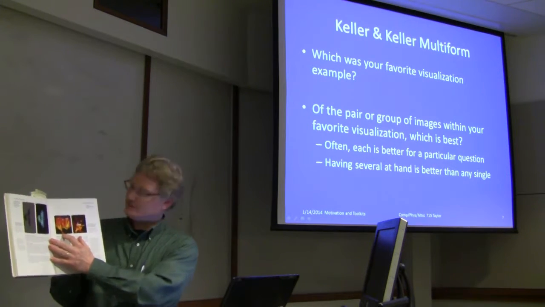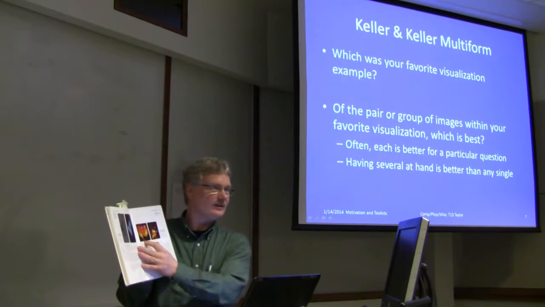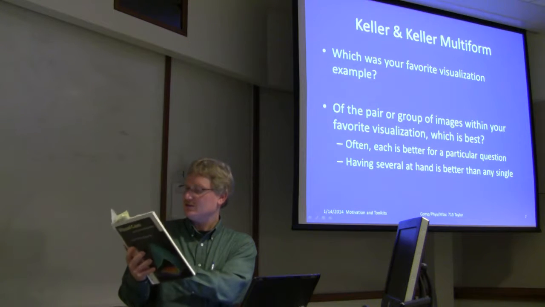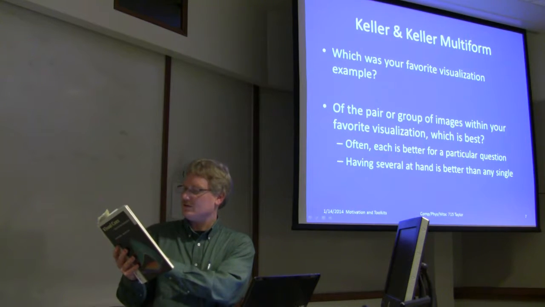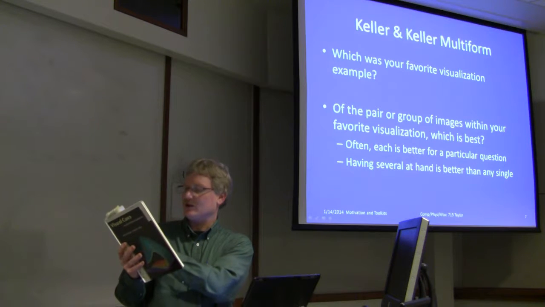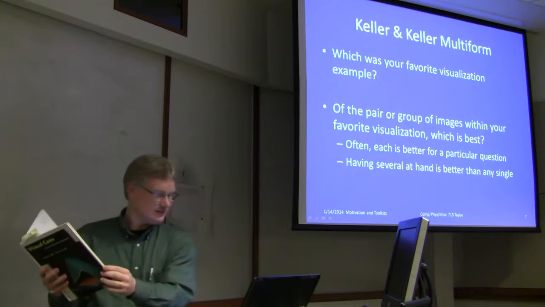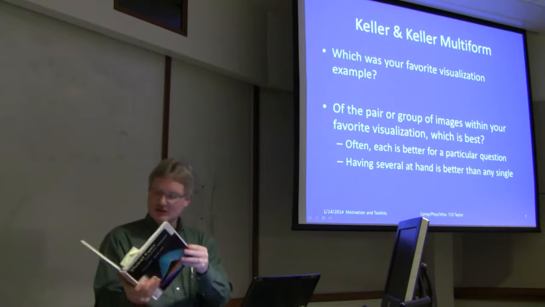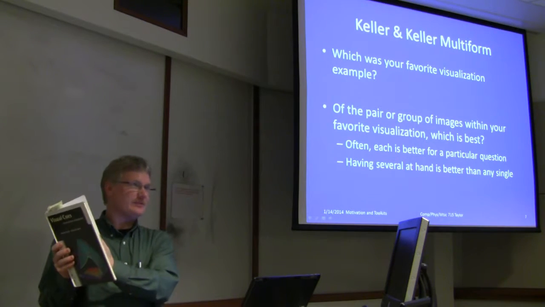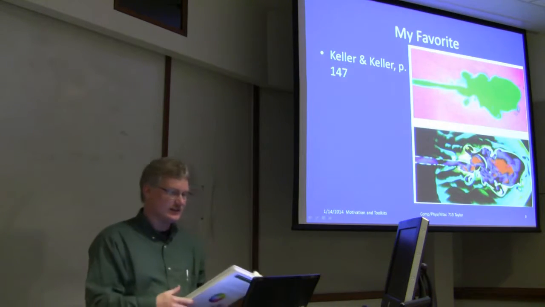But what's so crazy about this is that if you just cut away one of the panels, it looks completely different. If you make one of the front blobs transparent, and then all of a sudden it looks like this. Yes, it's so very different when you do that. So it turns out here that having several images at hand can be better than having any single image of that. This was my favorite.